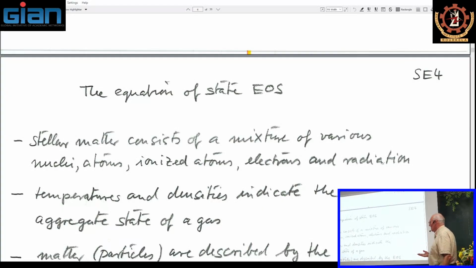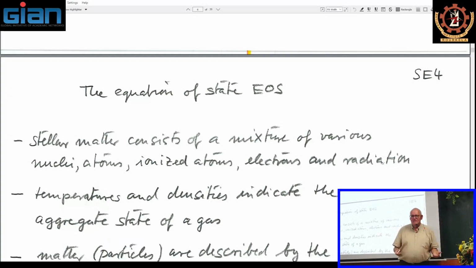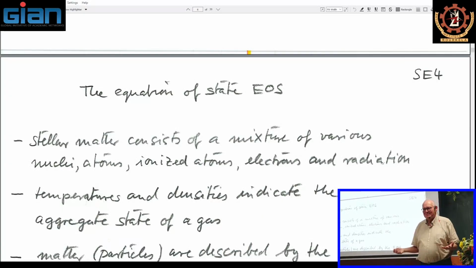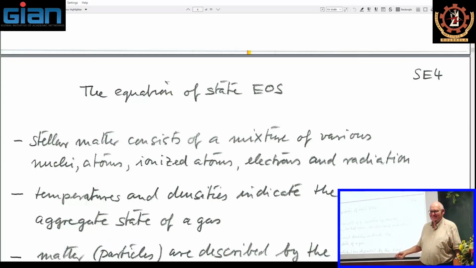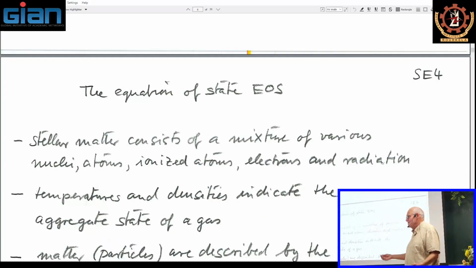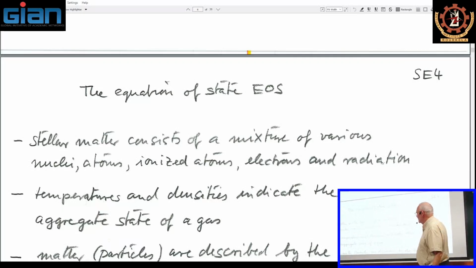And if we look at the densities, the mean density of the sun is remarkably low. Does anybody know what is the mean density, roughly order of magnitude of the sun? Yes, it's close to 1 gram per cubic centimeter. So it's pretty low density.